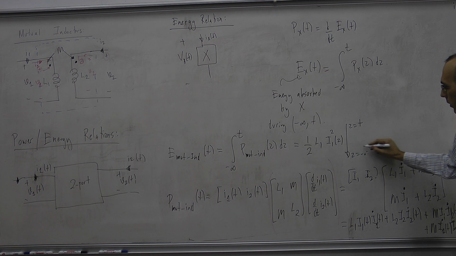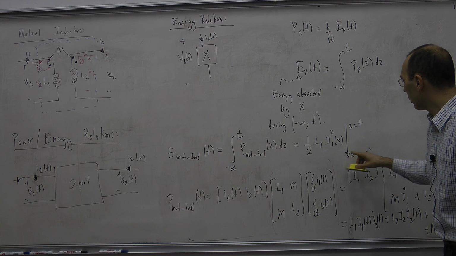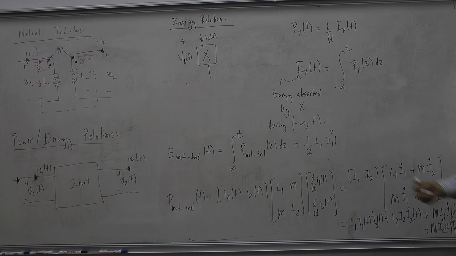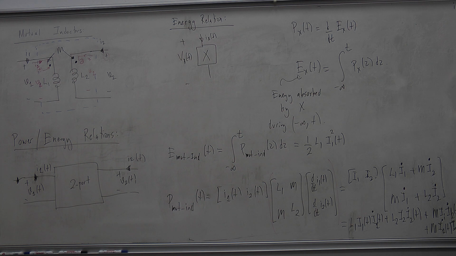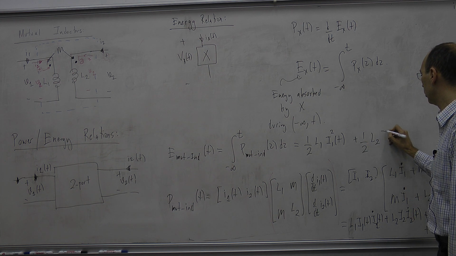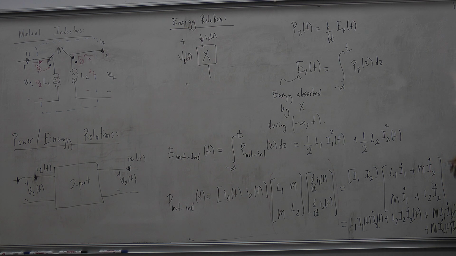At minus infinity, I'm assuming that all currents and voltages, everything, is equal to 0. This is the beginning of the experiment, so I'm not worried about minus infinity. At the end, after substituting tau by t, I get a result like that. Similarly, I get 1 over 2 L2 I2 squared, a result like this.